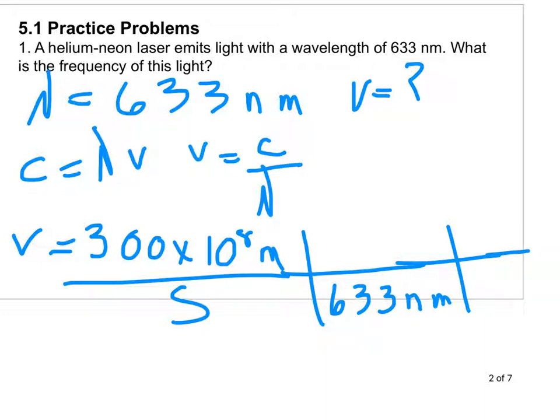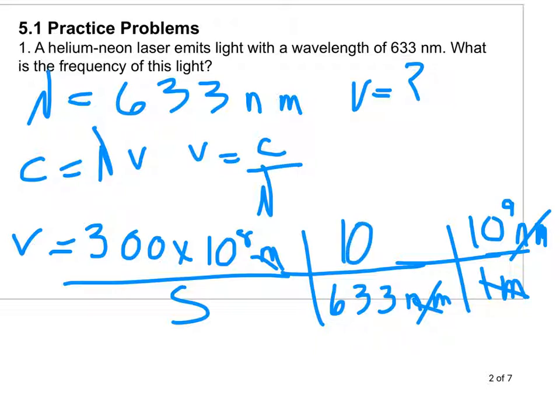We need to change from nanometers to meters. Micro is a million, nano a billion, pico a trillion, so there are a billion nanometers in a meter. A billion is 10 to the 9th. Meters divide out meters, and nanometers divide out nanometers. Oops, got to write that up there. Putting our 10 to the 9th and 10 to the 8th together, we get 10 to the 17th. Get rid of those. We do a little division here.